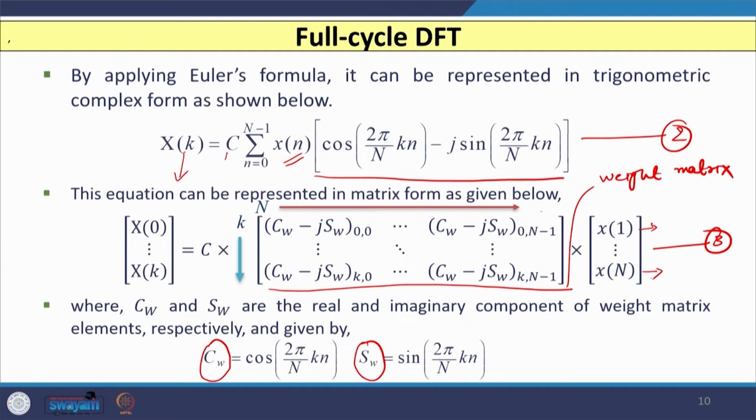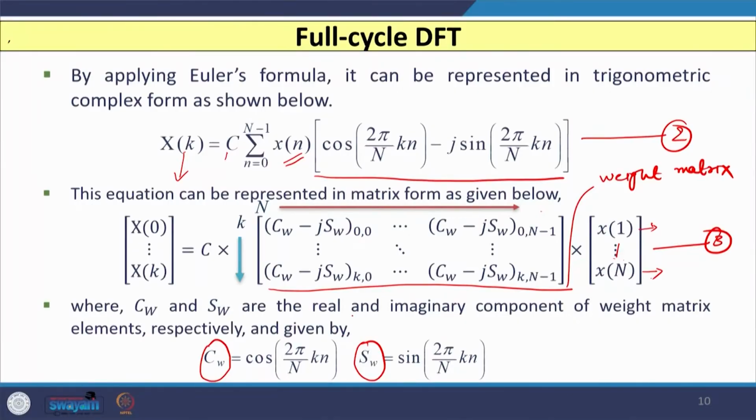Now, here there is a difference. You see, the index in the weight matrix varies from 0 to N minus 1, whereas x1 to xN varies from 1 to N. The reason is that whenever we acquire samples from any signal, let us say a current signal, we have them from the first sample up to the number of samples in a cycle.